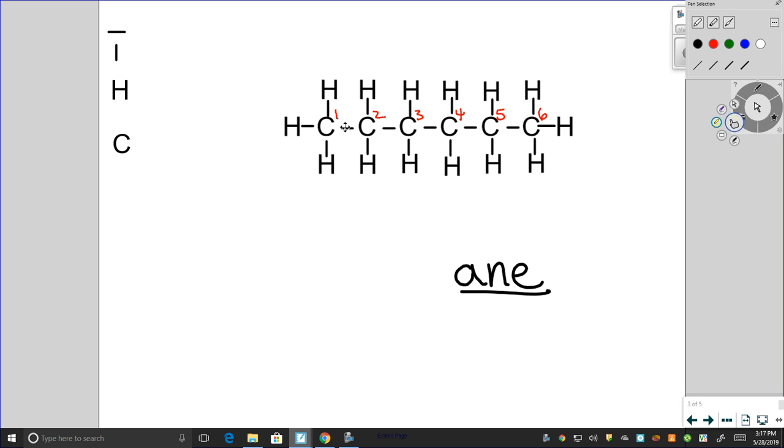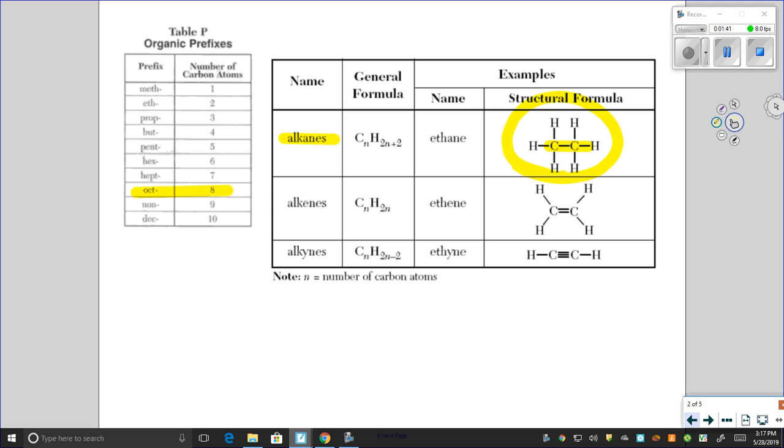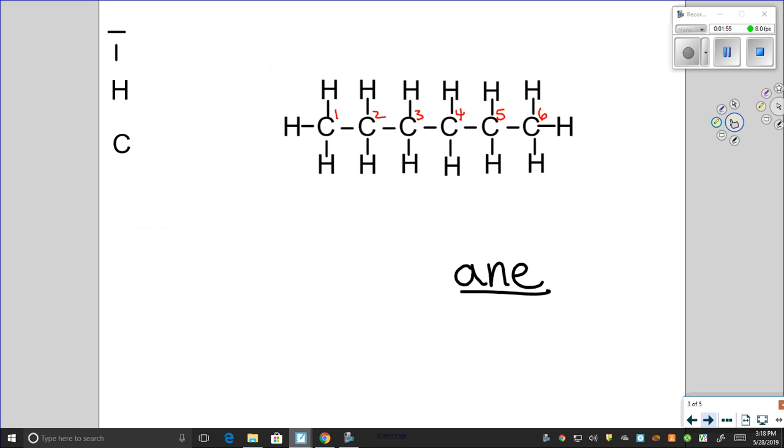So if I go back to table P, I look for the 6 carbons in the number of carbon atoms column, and that means I am using the prefix hex, which means 6. I already know my ending is -ane, so my name is hexane. This molecule is simply known as hexane. Let's do another one.